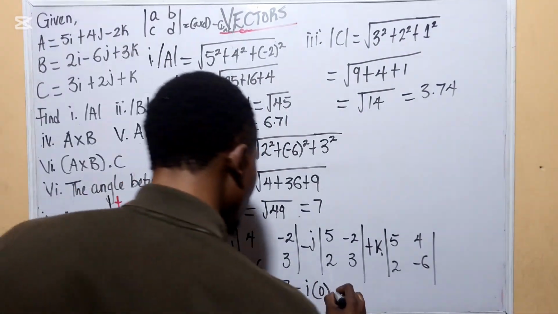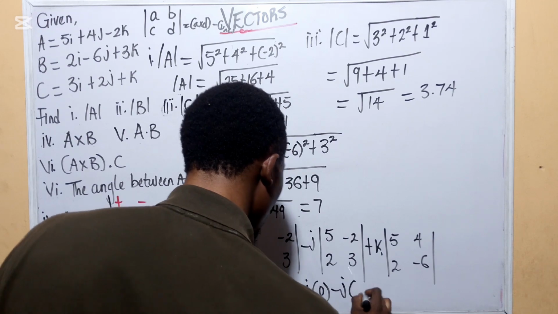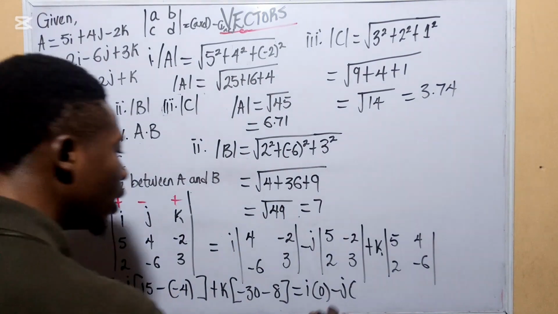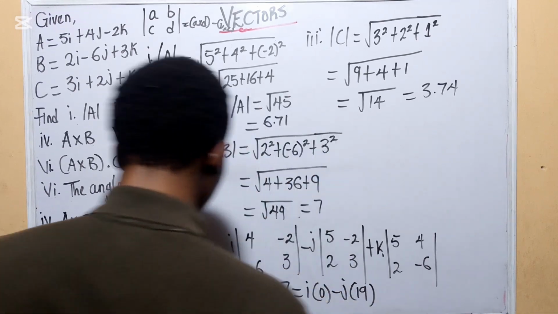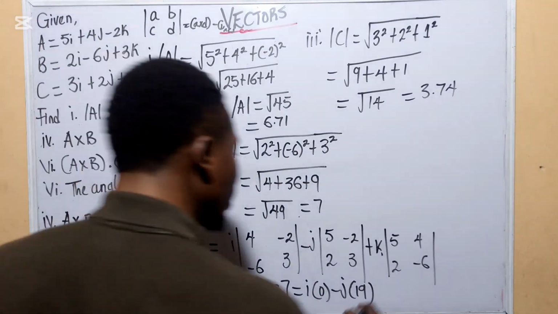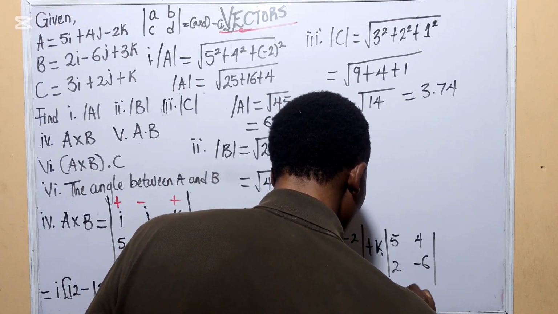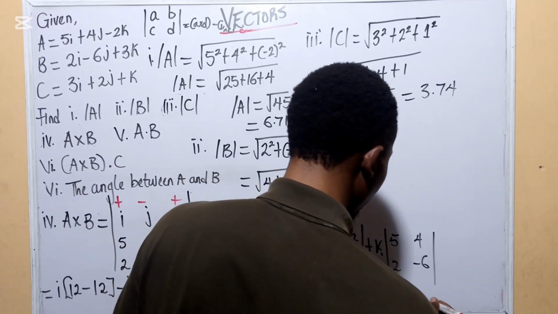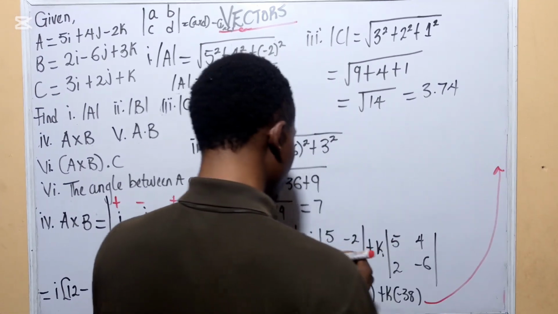Now, minus j into, now, minus times minus gives us plus. So 15 plus 4, that gives us 19. Now, this is minus 30 minus 8. That gives us minus 38. So this is going to be plus k into minus 38. Now, let's continue from here.